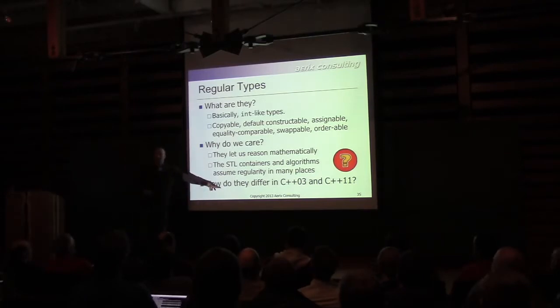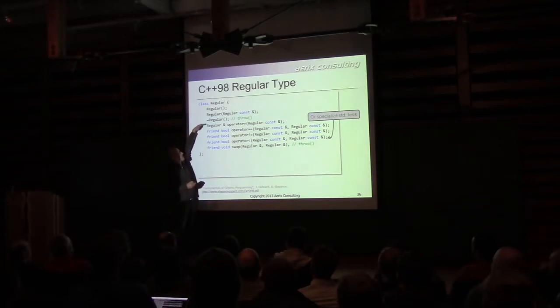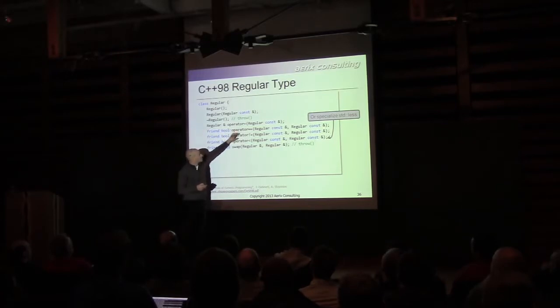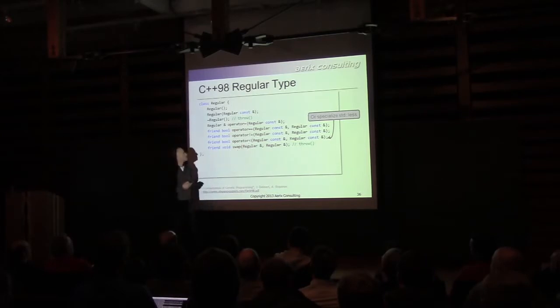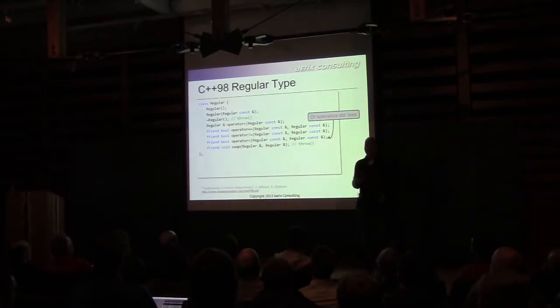How are they different? How have they changed in C++11? All right. Here's a C++98 regular type. You've got a default constructor and a copy constructor and, better not throw, your destructor. Assignment, equality comparison, less than comparison, right? Otherwise, I can't put this thing in a map. And swap, so I can efficiently do that swappy thing, right? And that better not throw either.